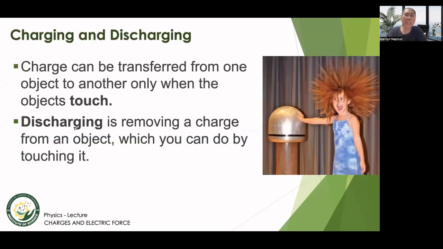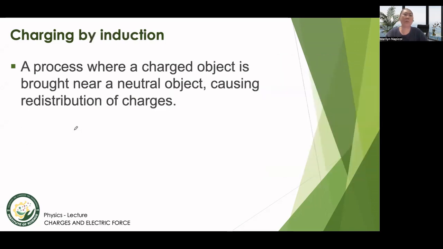So pag sinabi natin charging by induction, charge can be transferred from one object to another only when the objects touch. Okay, pwede ka rin magkaroon ng charging kapag nagkaroon ng contact yung dalawang object. So discharging is removing a charge from an object, which you can do by touching it. Okay, so parehas yan, whether you want to charge something, you just touch an object, and then if you also want to discharge, you will also touch another object. Okay, so let's see how it goes.